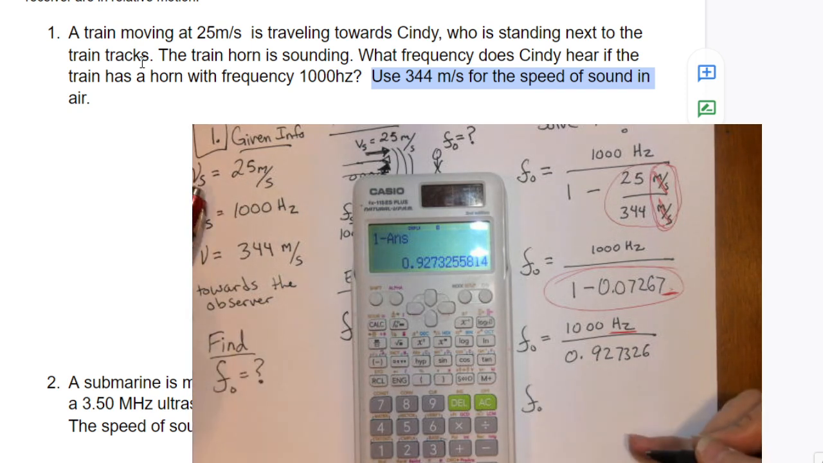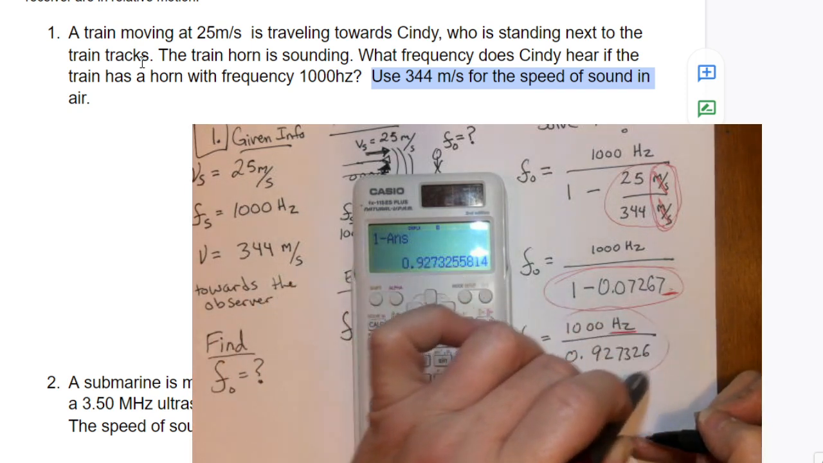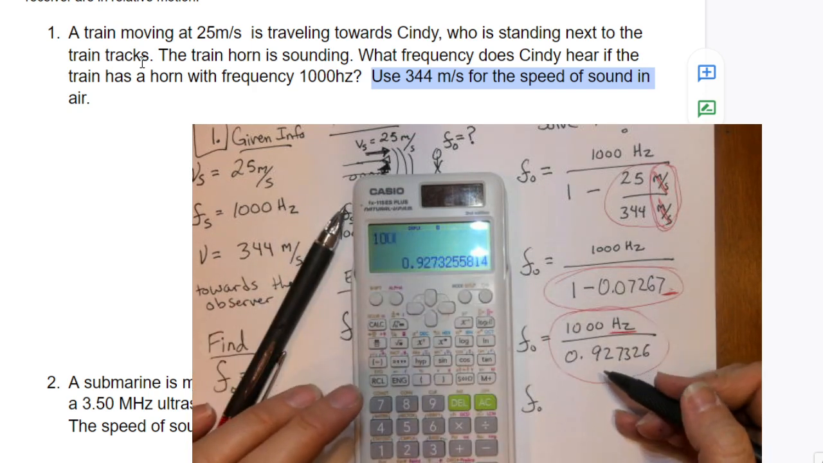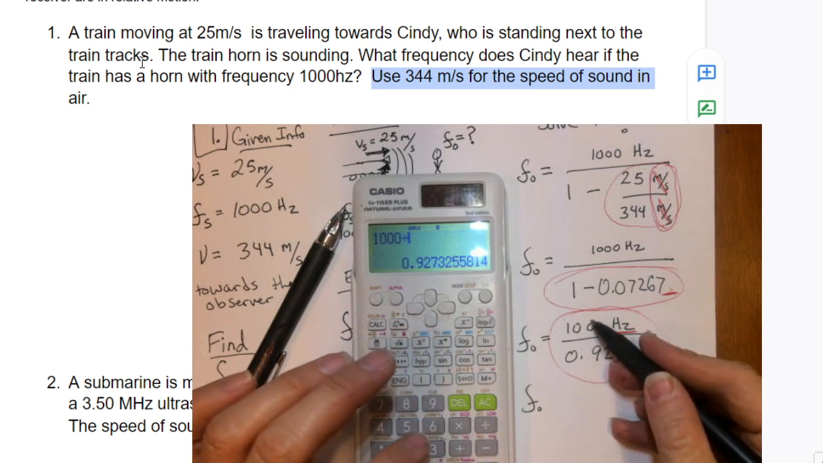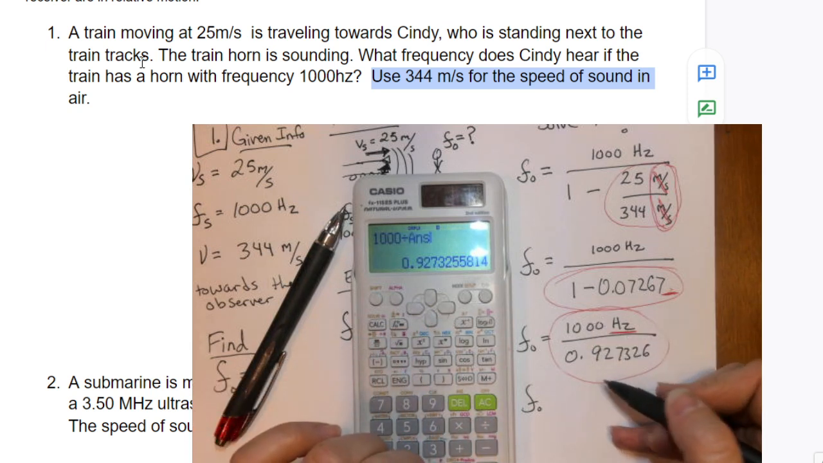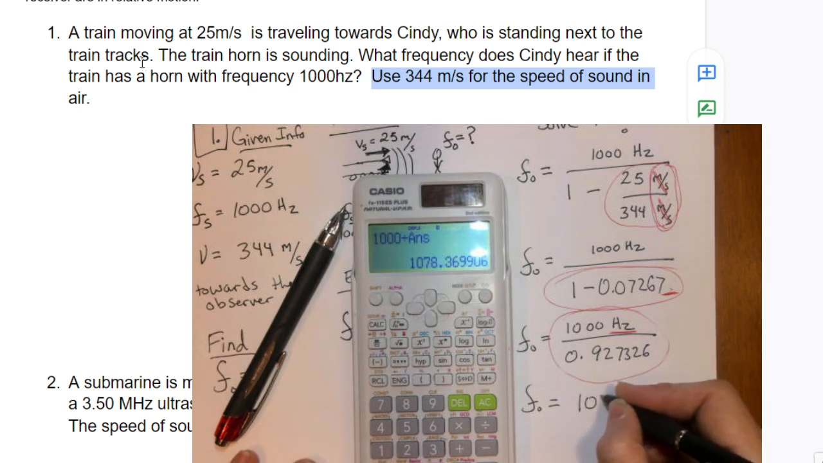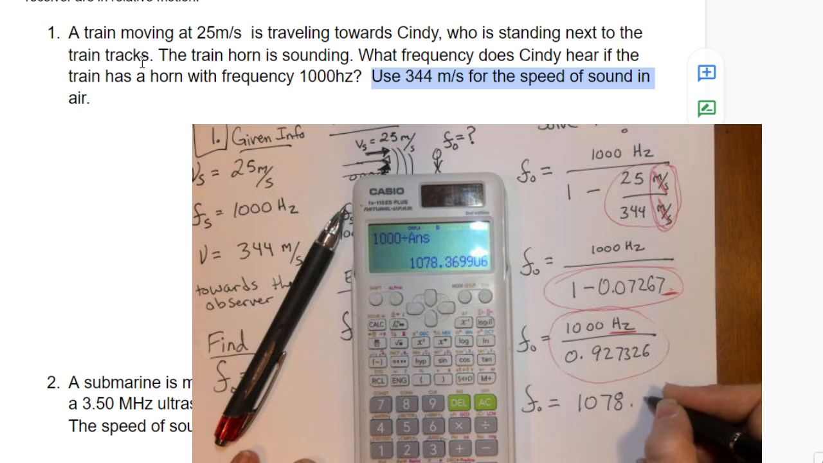Okay, let's do the final math operation, this division here. 1,000 divided by that previous answer, 0.9273, equals 1078.36991 hertz. And you'll need to round it off to the correct number of significant figures.